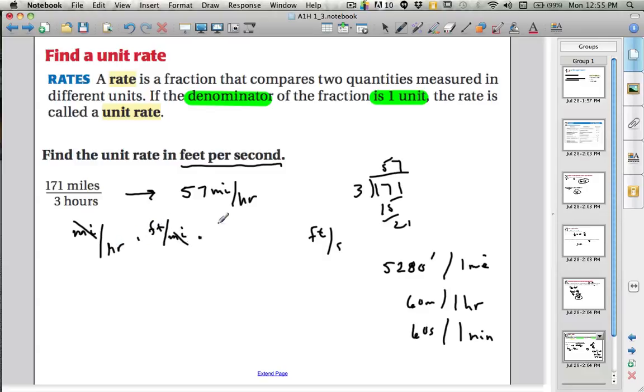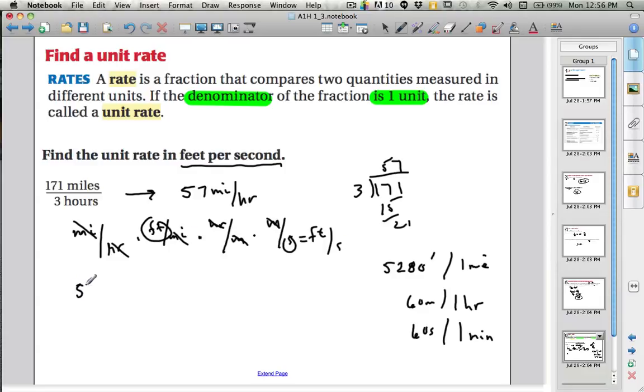Okay, so I need to have seconds in the denominator. So what I'm going to have to do is put hours in the numerator. So if I do hours per minute and then minutes per second, then the hours will cancel with the hours, the minutes will cancel with the minutes, and I'll end up in feet per second, which is what I want.